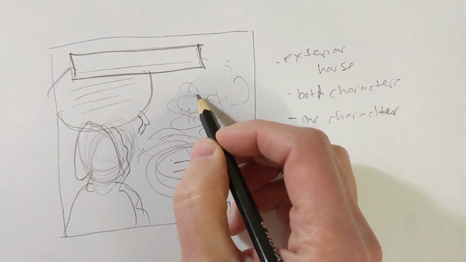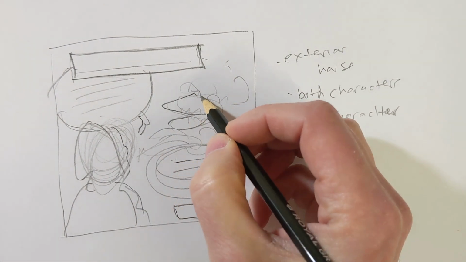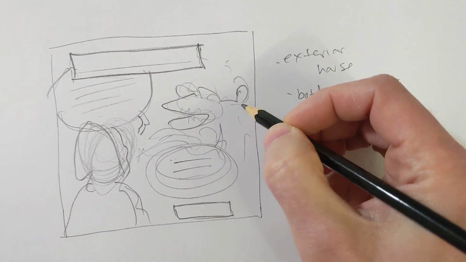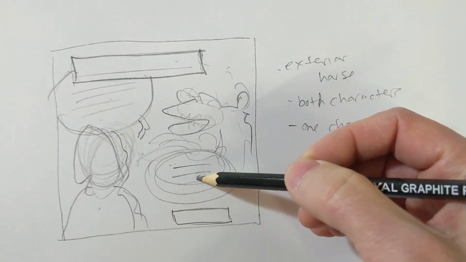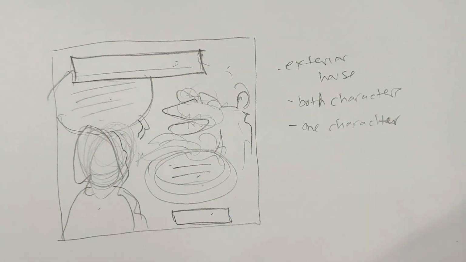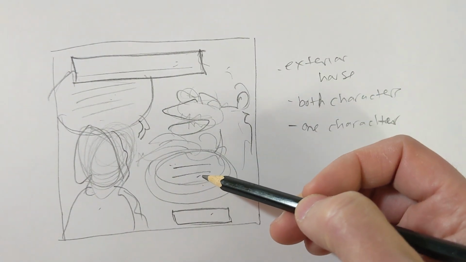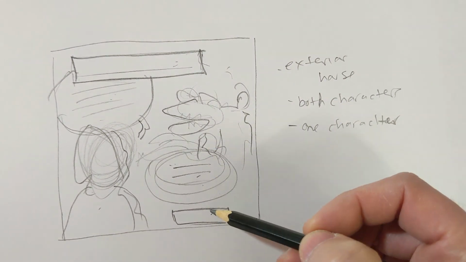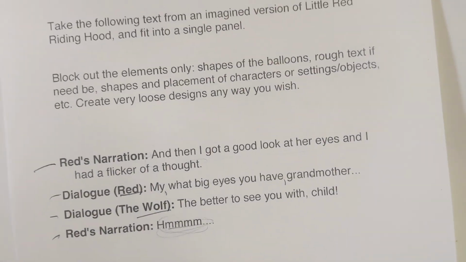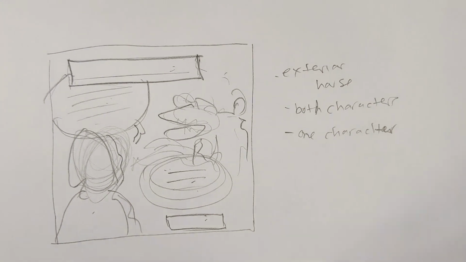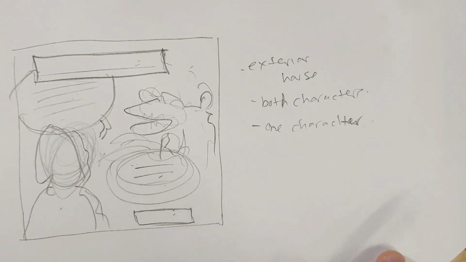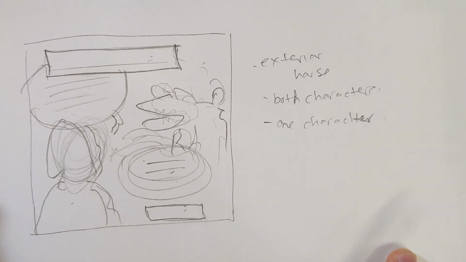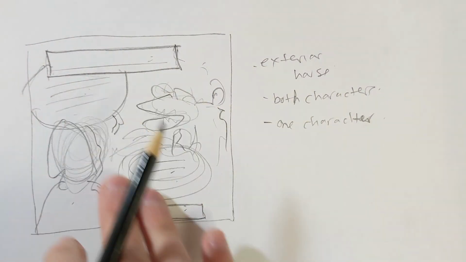And again, loose roughs, but the idea is that we are planning everything at the initial stages. Narration box 1, dialogue bubble 1, dialogue bubble 2, narration box 2. We're fitting it all in there. And so we'll try that 3 different times. 1 with an exterior, 1 with both characters, 1 with one character. And after that, we'll work one version up to finished lettering and see how our estimations were.